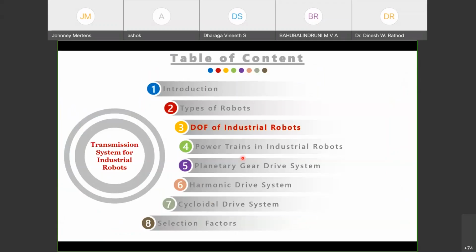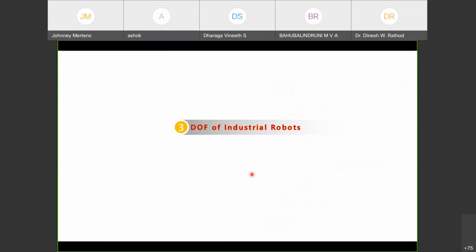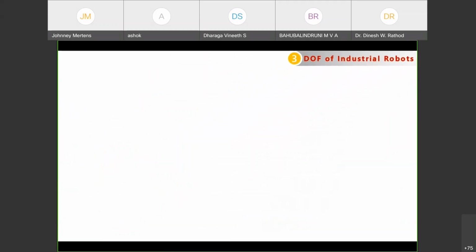Okay, sorry for the interruption. So I will start with the third topic, nothing but the degrees of freedom of an industrial robot. The term degrees of freedom is widely used in robotic systems, which defines the motion capability of the robotic system.